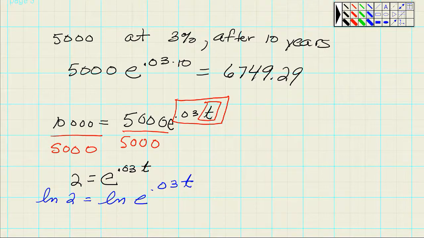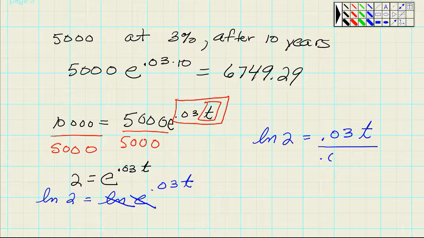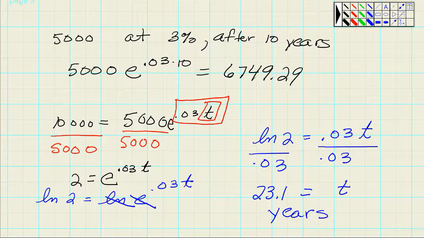By definition, the natural log function is the undoer of the e function. So that means that we no longer have the t stuck up in the exponent. And finally, I can solve for t by dividing both sides by 0.03. And I end up with t is equal to 23.1 years. So it would take your money 23.1 years to double if you invested it at 3% interest, compounding continuously.